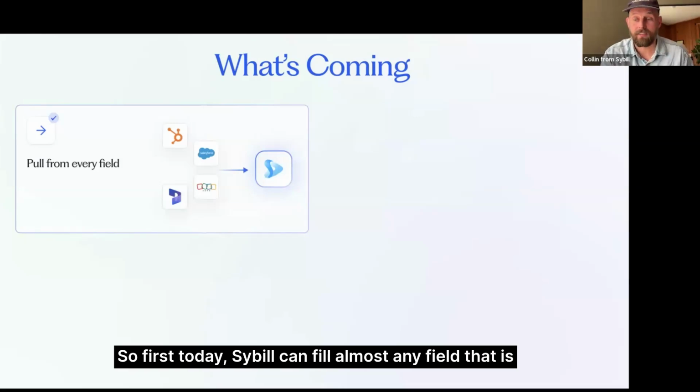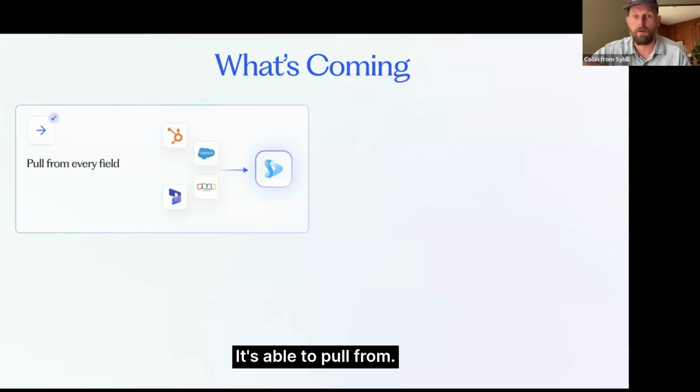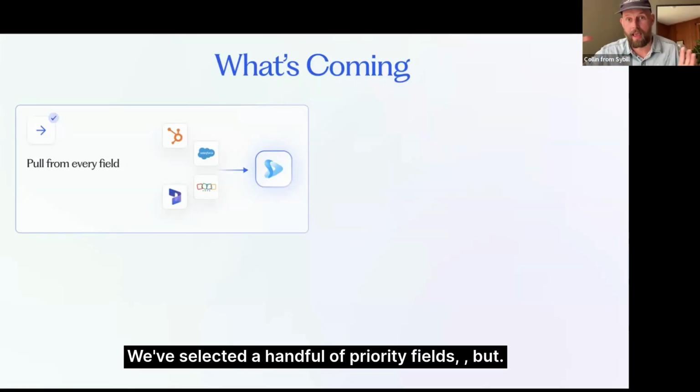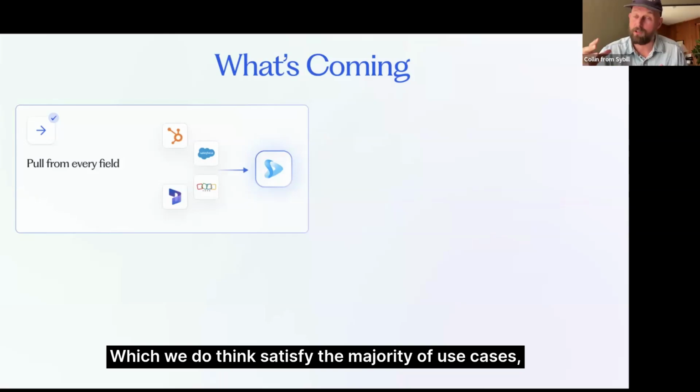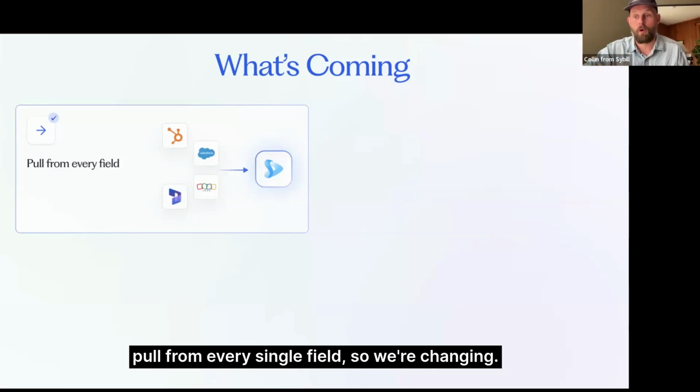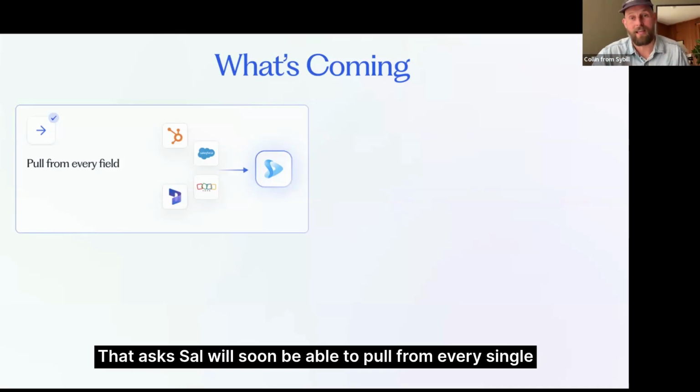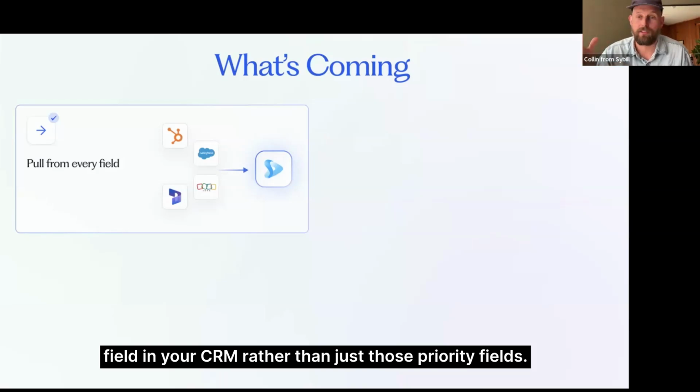So first, today, Sybill can fill almost any field that is in your CRM. But when you ask Sybill about a deal, so if you had to say, hey, tell me what's going on with deal X, Sybill is not able to pull from every field. We've selected a handful of priority fields, which we do think satisfy the majority of use cases. But we wanted to make it possible that you could pull from every single field. So we're changing that. Ask Sybill will soon be able to pull from every single field in your CRM rather than just those priority fields.